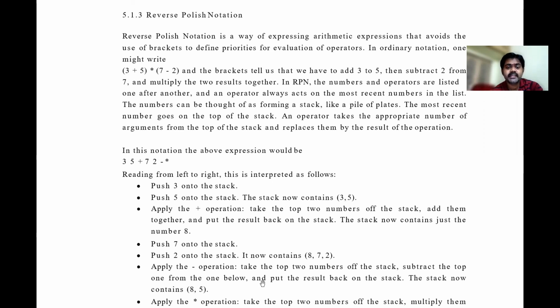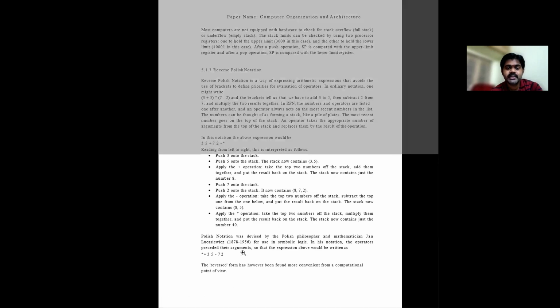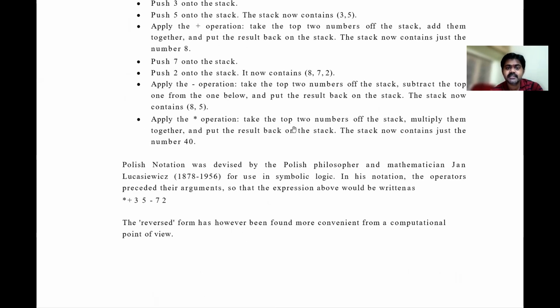Now 7 and 2 are subtracted, so we get 5. Now the stack contains 8, 5. Now the star operator is encountered. Whenever star is encountered, these two are multiplied, and finally we get 40. So this is called reverse Polish notation.